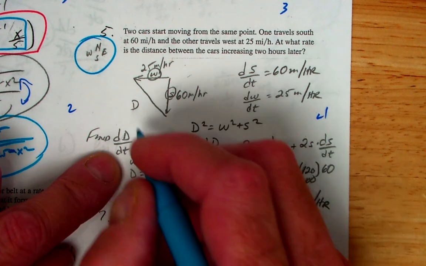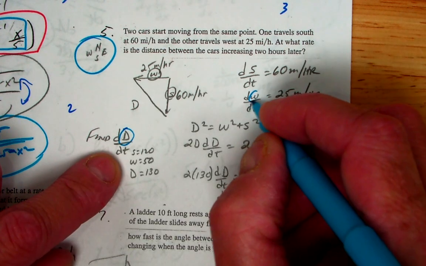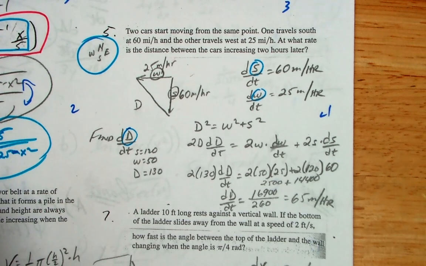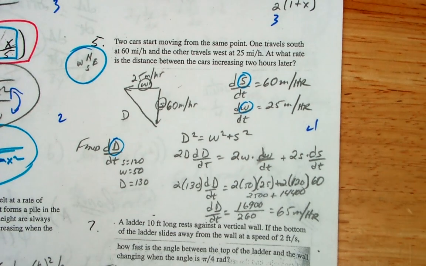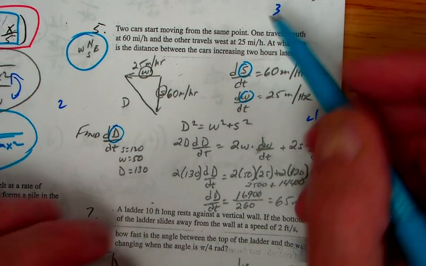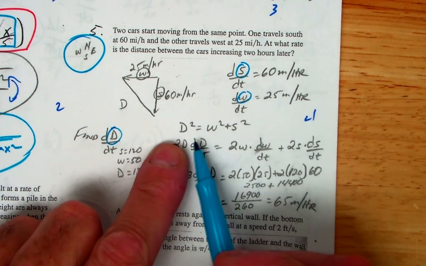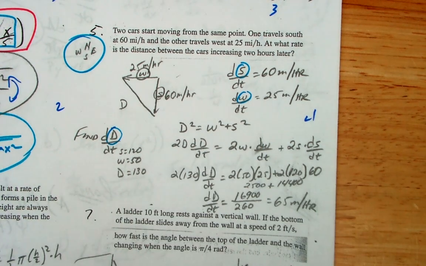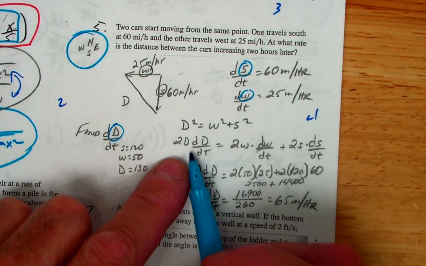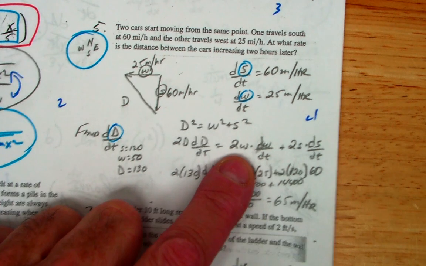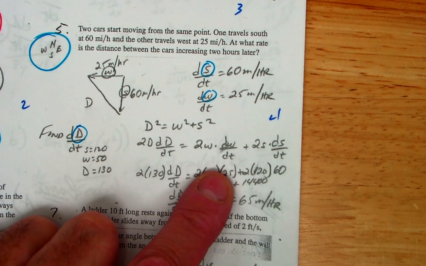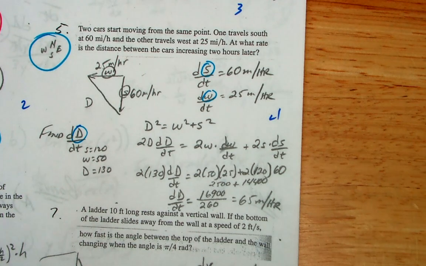So now what I've got to do is relate D, W, and S, which the math on that is really, really easy. I'm not denying that some of you did some unconventional stuff and found out it was 65, but the process here is as follows. D squared is W squared plus S squared, Pythagorean theorem. Differentiate. And then I'm going to plug in some stuff.